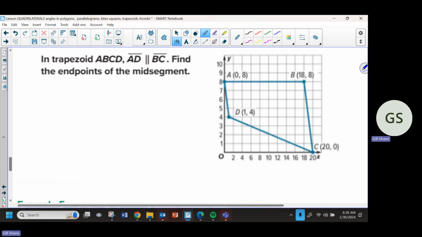So if I know that's 1, 2, 3, 4, 5, 6, 7, 8, 9, what would I do to split 9 in half? How far would I go? 4.5, right? You just divide by 2. Anytime you're splitting something in half, you divide by 2. So I would go here, 1, 2, 3, 4, and then I'd go 1/2. So there's my point.